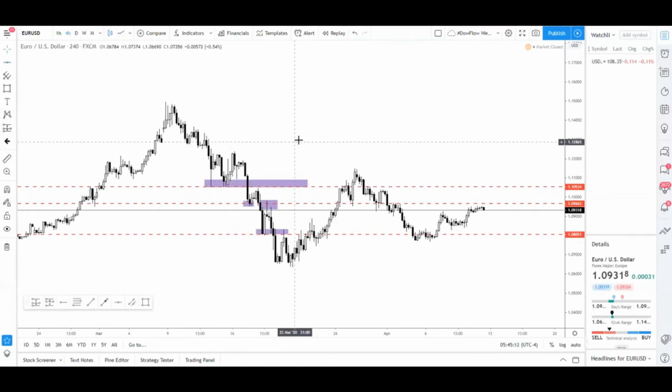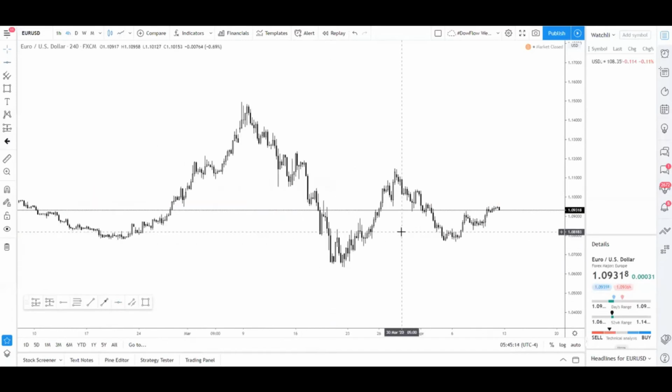Another question that I often get is about the time frame. You can see over here that we're looking at the H4 time frame.